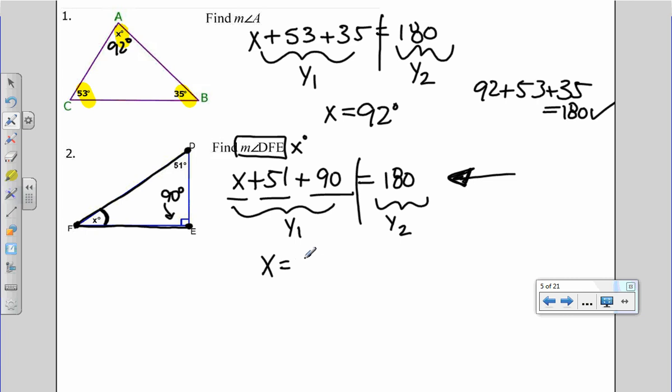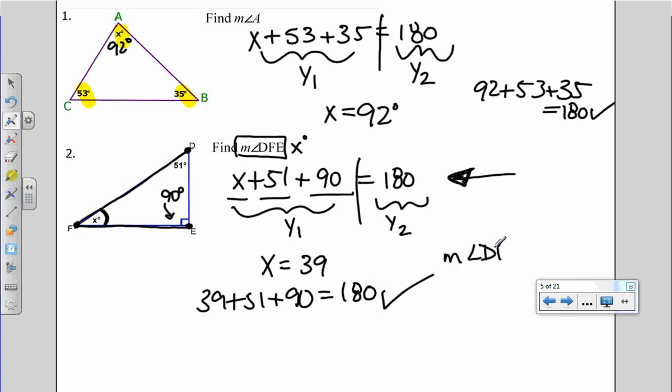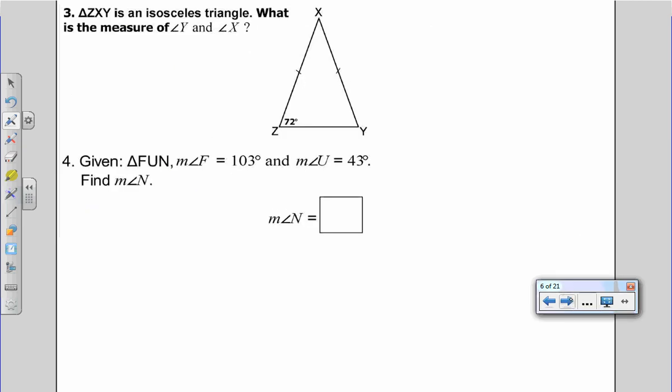If you figure out what x is, you should find out that x is 39. So just to check, 39 plus 51 plus 90 equals 180. Check. The measure of angle DFE is 39 degrees. You can pause this video at any time if I'm going a little bit too fast for you.